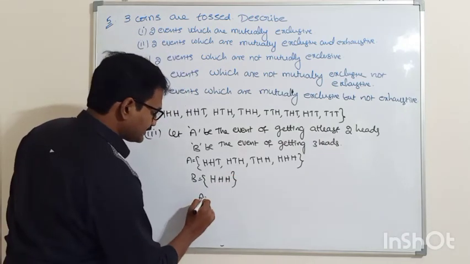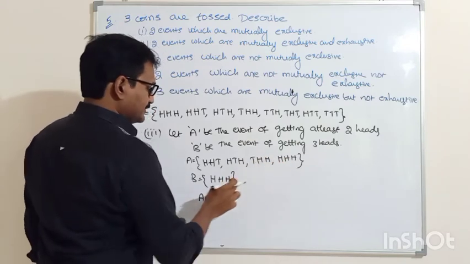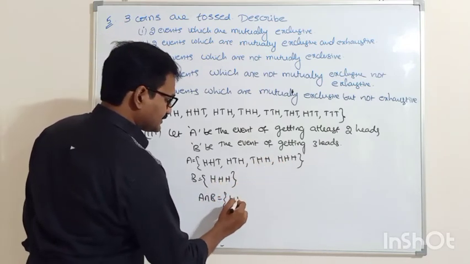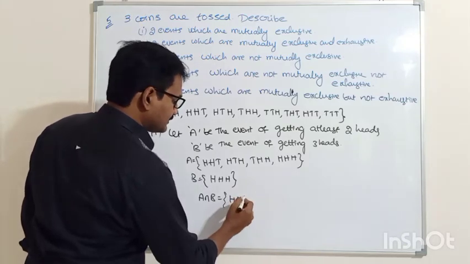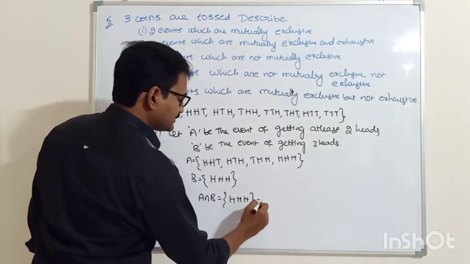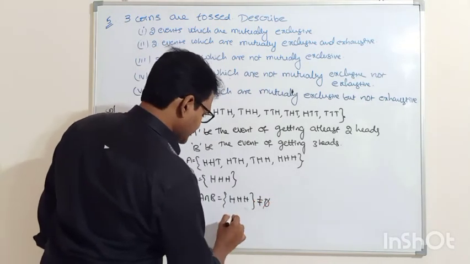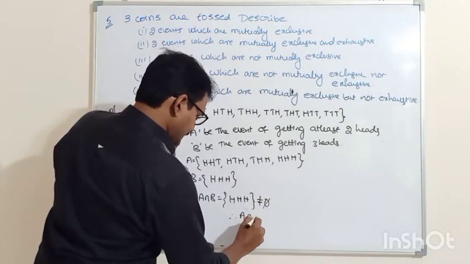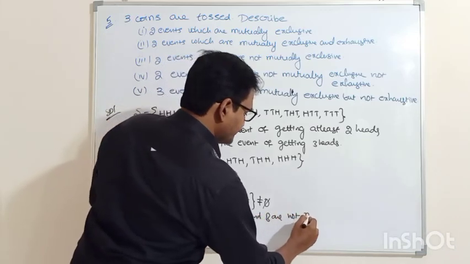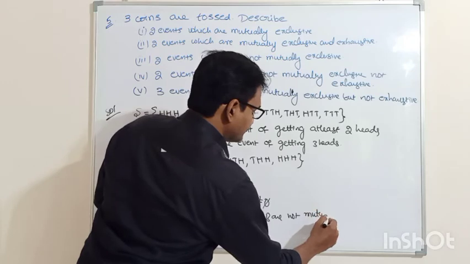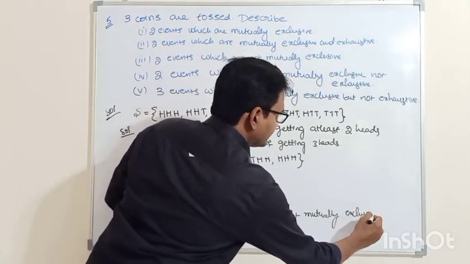Now take A intersection B. If you take A intersection B, triple H is common. It is not a null set. Common element is triple H, common sample point, which is not equal to null set. Therefore, A and B are not mutually exclusive events.